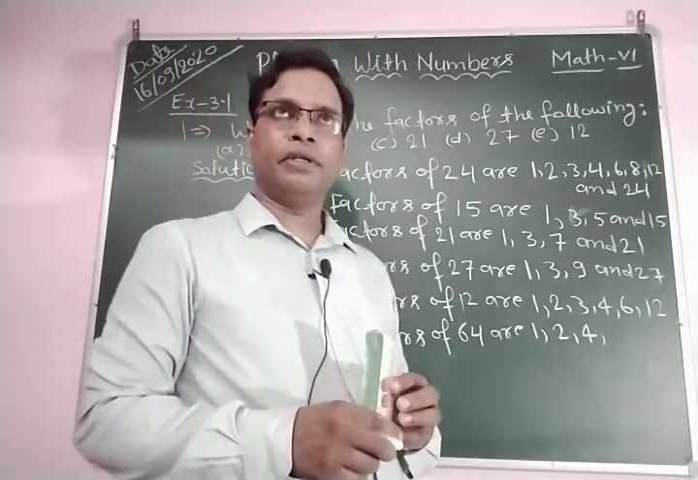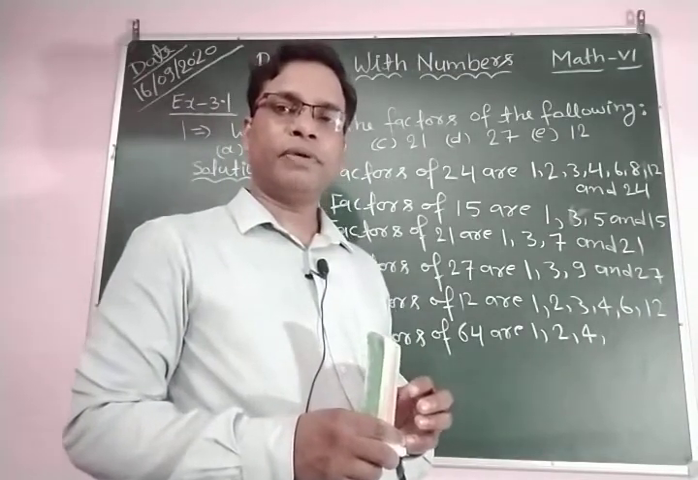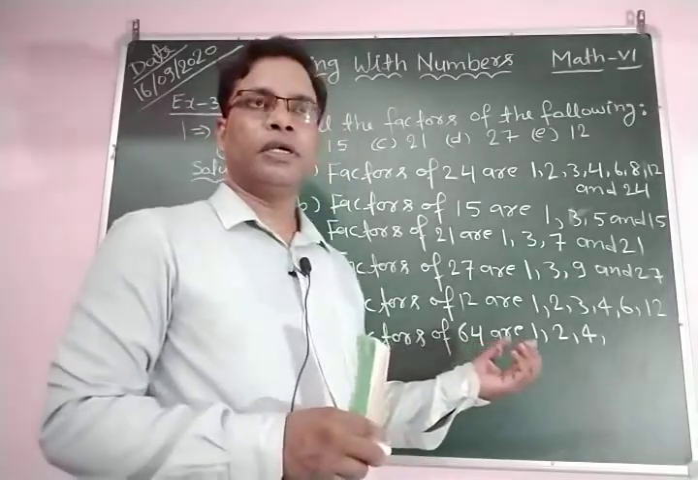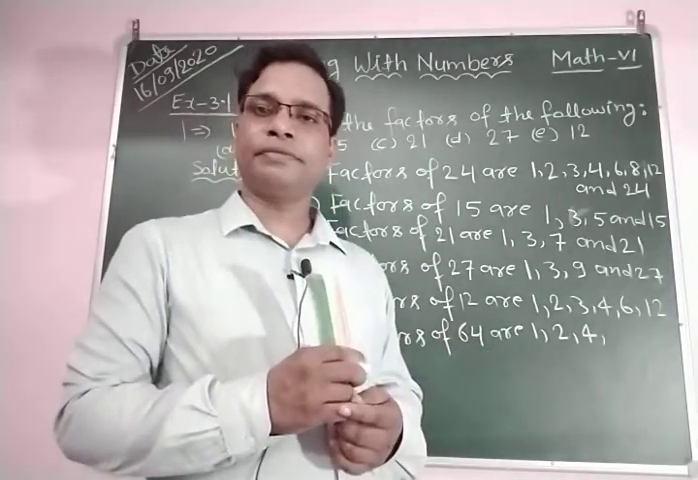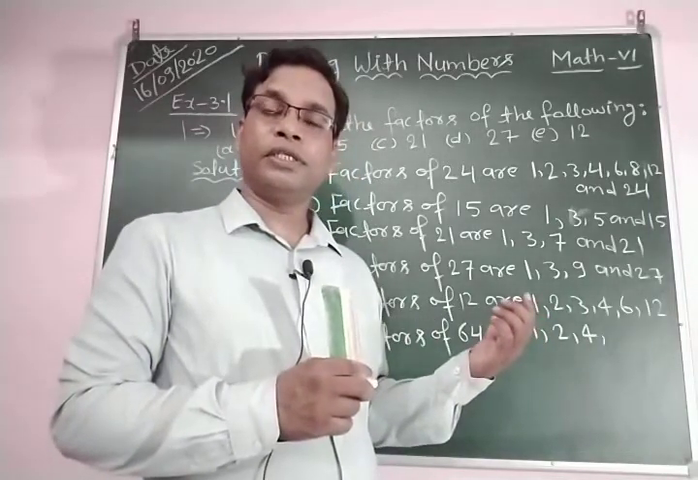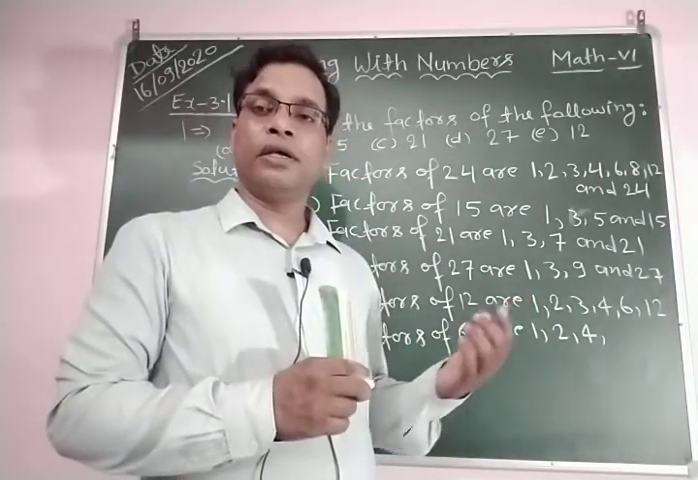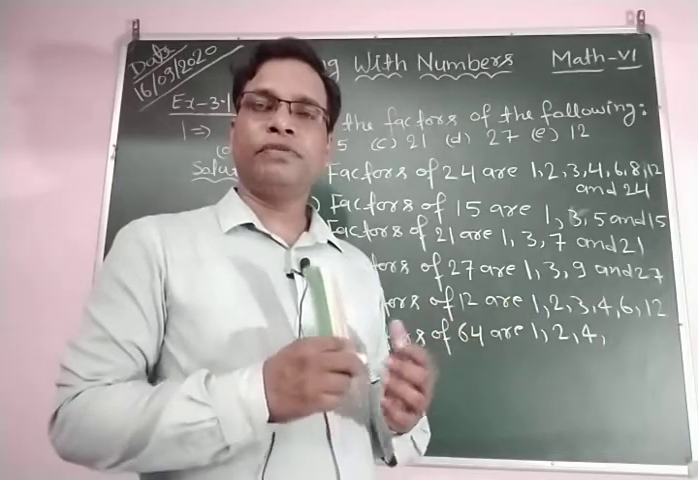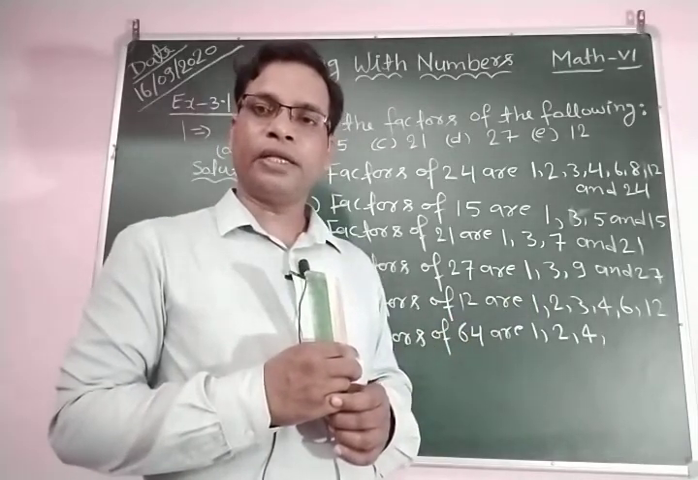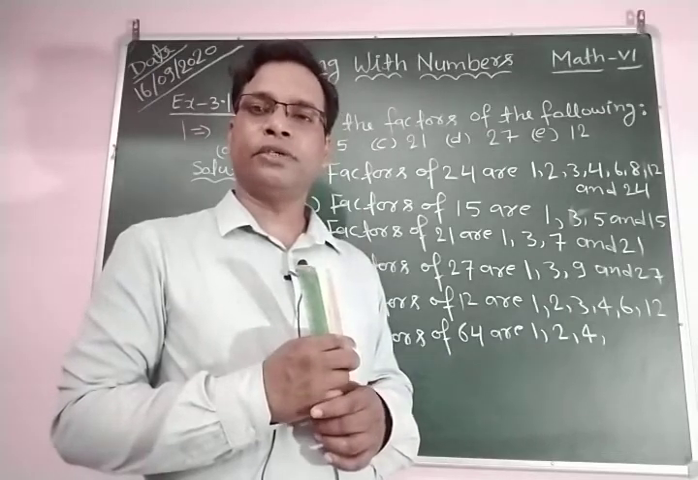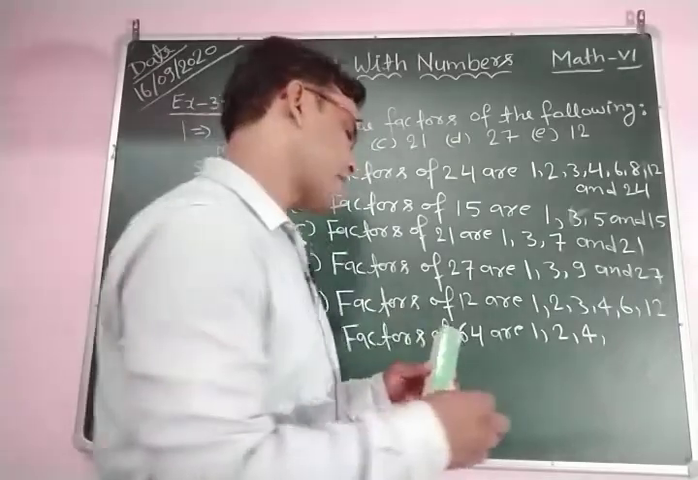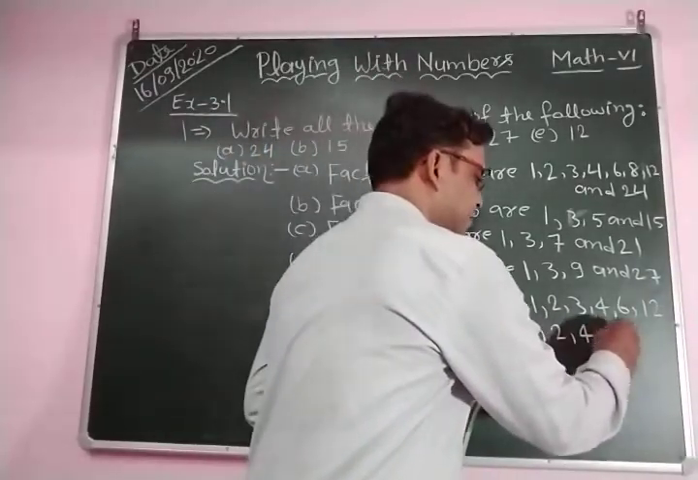64 is not divisible by 5, so 5 is not a factor of 64. 6 does not divide 64, so 6 is not a factor of 64. And 64 is not divisible by 7, so 7 is also not a factor of 64. 8, yes, 8 times 8 is 64, so 8 is a factor of 64.